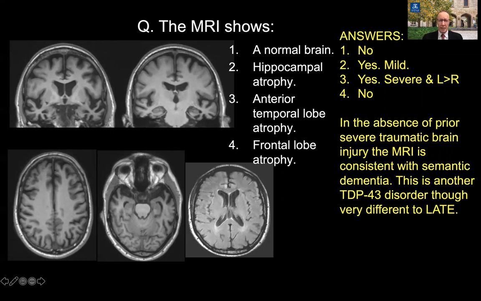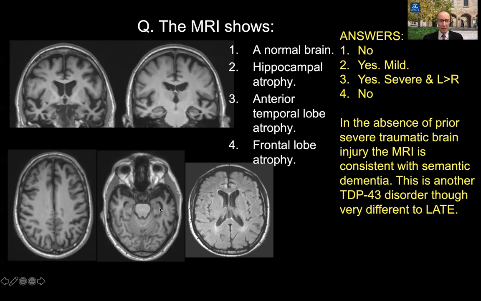Is there anterior temporal lobe atrophy? Yes, this is the big finding. It's quite severe and it's worse on the left. If we look here at the anterior temporal lobes, particularly on the left, you can see the CSF spaces, the sulci, are markedly widened and the gyri are thinned. So, very atrophic. The other side is affected, but to a lesser degree.